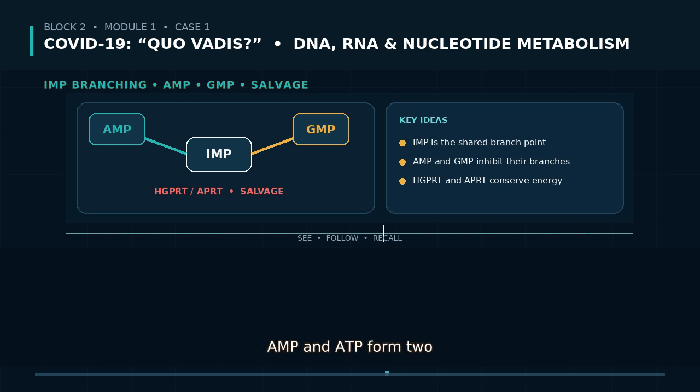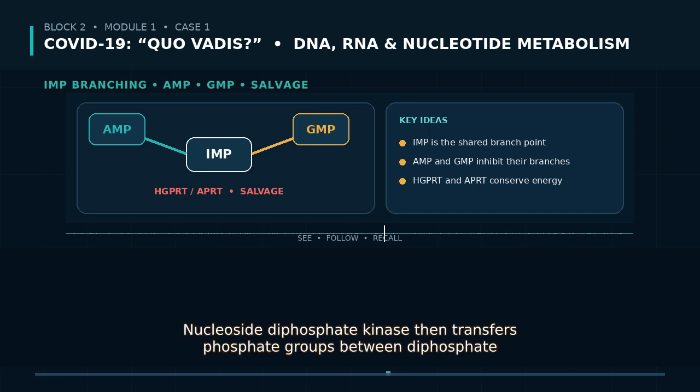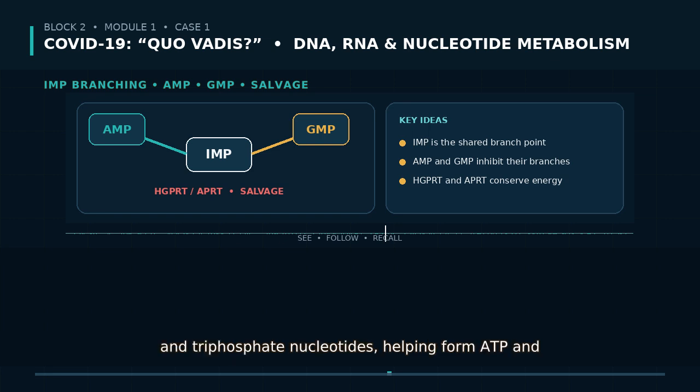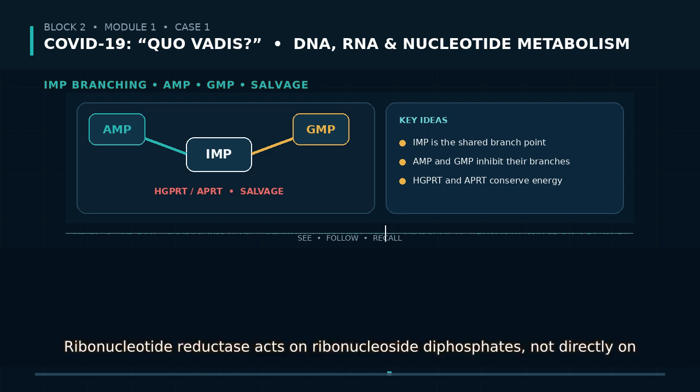Inosine is not normally phosphorylated directly to IMP. It is first converted by PNP into hypoxanthine, which HGPRT then converts into IMP. Guanosine follows the same two-stage logic. PNP converts it into guanine, and HGPRT converts guanine into GMP.